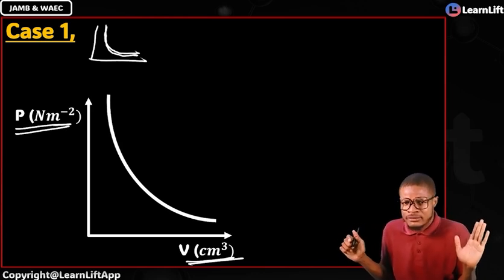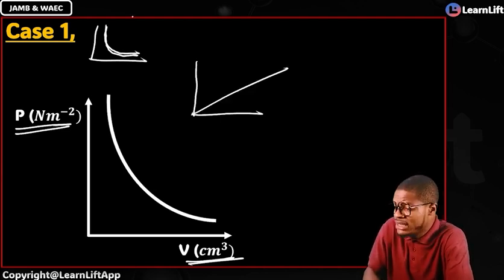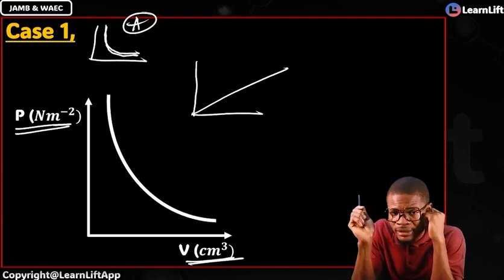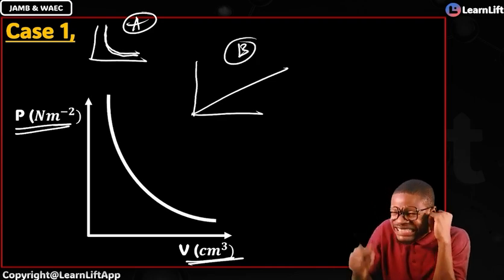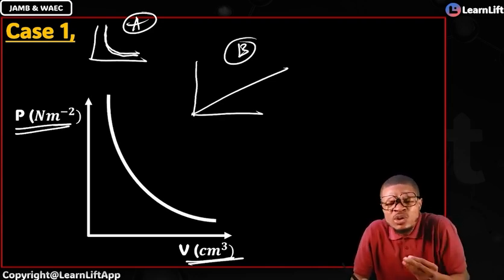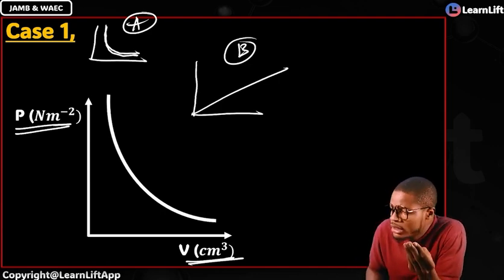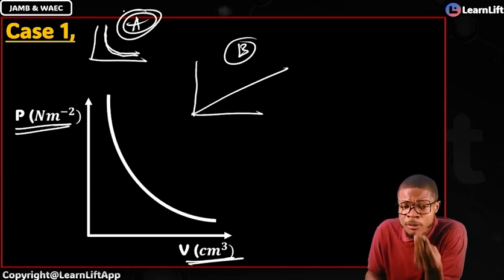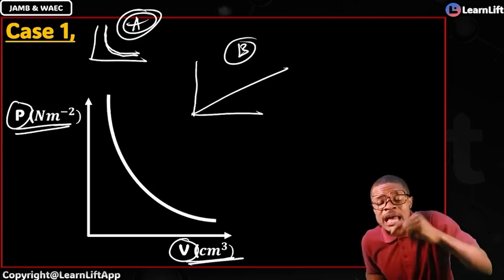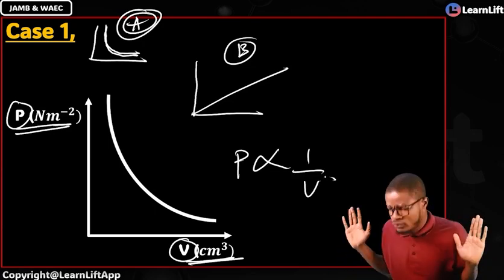First thing to hold tight. If I see a graph like this, what is it telling me? This is A. A is inversely proportional. You don't need anybody to come and explain it for you again. Your B here is direct proportionality. But there are things we check to know whether we are in line or not. This guy A is inversely proportional. That means, according to your Boyle's law, your pressure is inversely proportional to your volume. That's your Boyle's law for you.